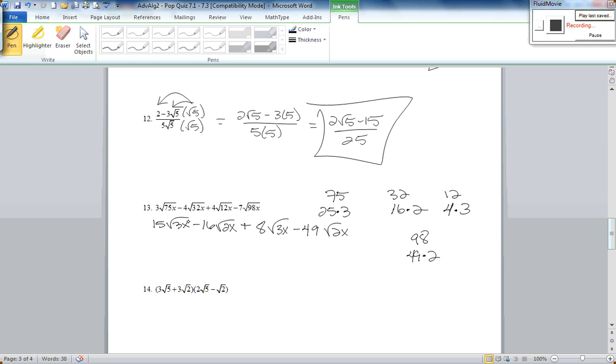So we can add 15 radical 3x plus 8 radical 3x, and that gives us 23 radical 3x, and we have negative 16 minus 49, which is negative 65 radical 2x, and that is as far as we can go, and that's how you answer questions 11, 12, and 13.